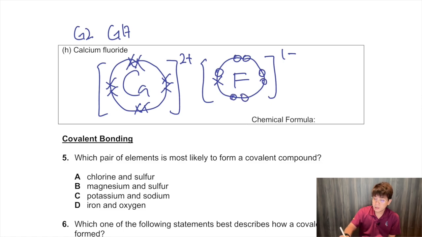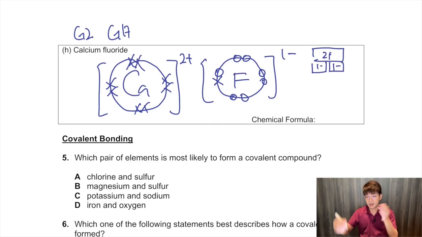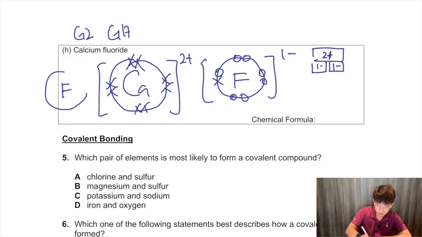1 minus means there is 1 cross, and then the rest would be circles. Now, there is a 2 plus, and there's a 1 minus. So that means I need another 1 minus to make it balance. So that means I need to draw another F. Oh, I realized I made a mistake. Let's go and check it out.